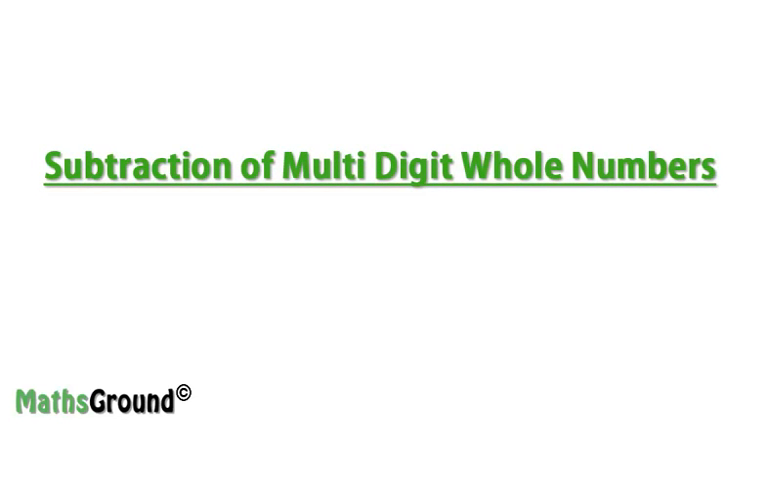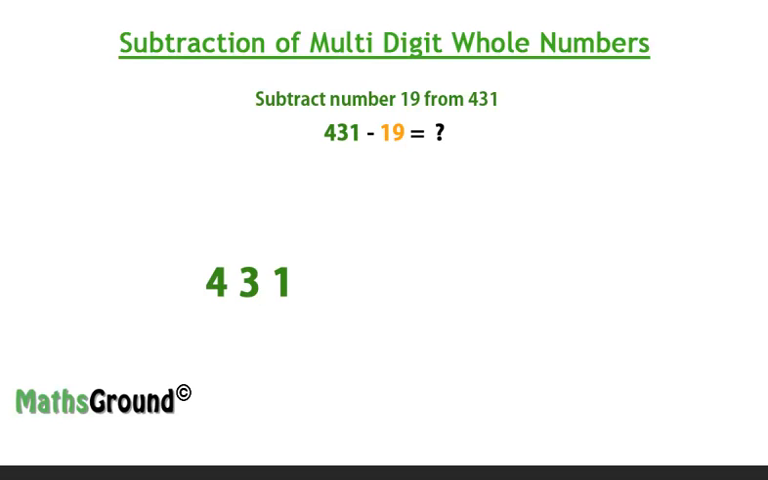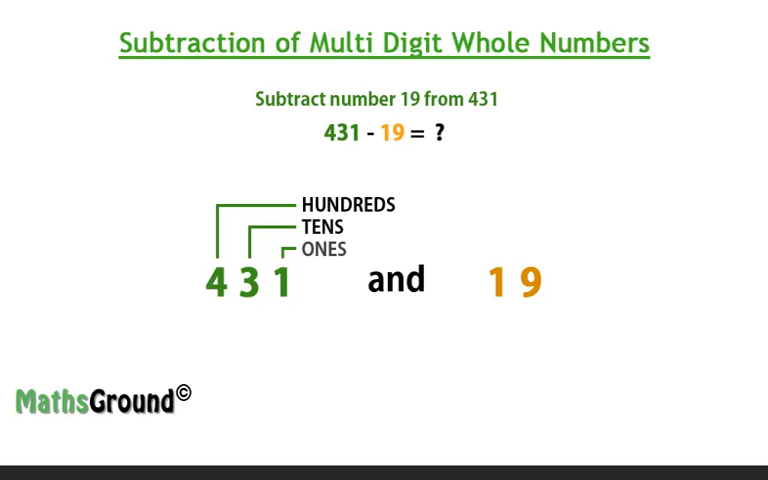Subtraction of multi-digit whole numbers. Subtract number 19 from 431. Place value of digits in number 431 are as shown. Place value of digits in number 19 are as shown.